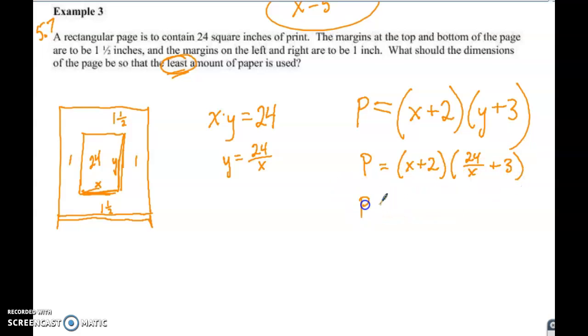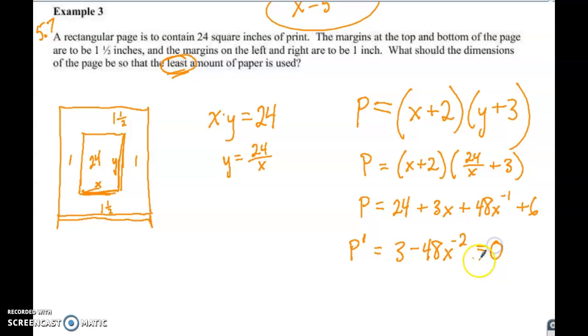And I'll FOIL this, because I would rather do that than the product rule, which you could easily do. X times 24 over X would cancel out the X's, and then we'd have plus 3X plus 48 over X, but I'm going to write it as 48X to the negative first, and then 2 times 3 gives 6. So the derivative, P prime, well, that 24 is useless, its derivative is 0. We'd have 3 minus 48X to the negative second power, and the derivative of 6 is pointless as well.